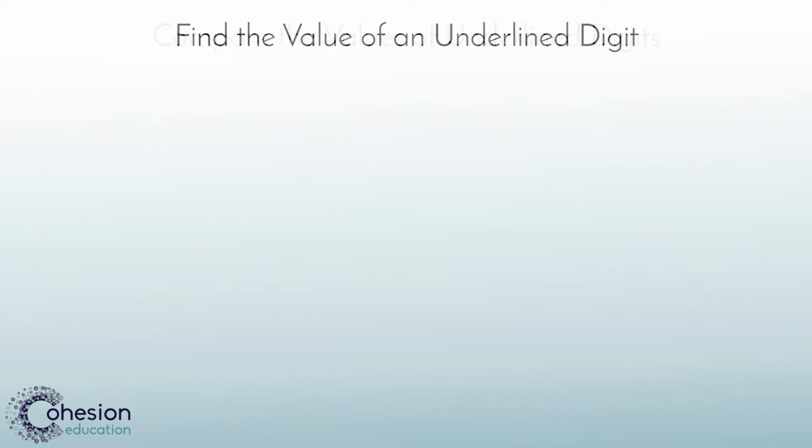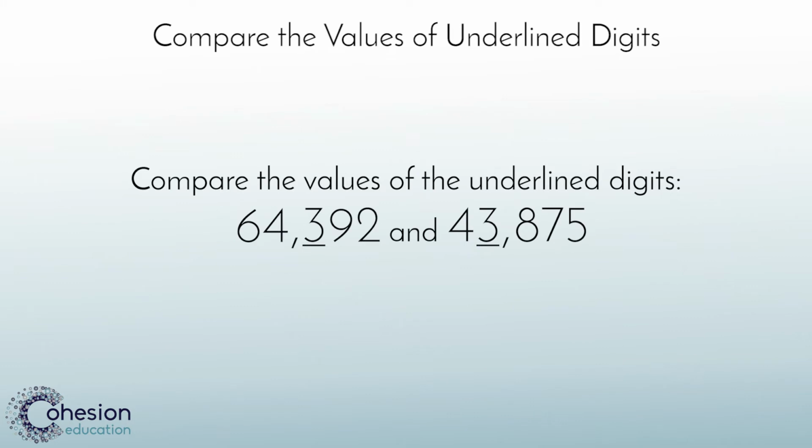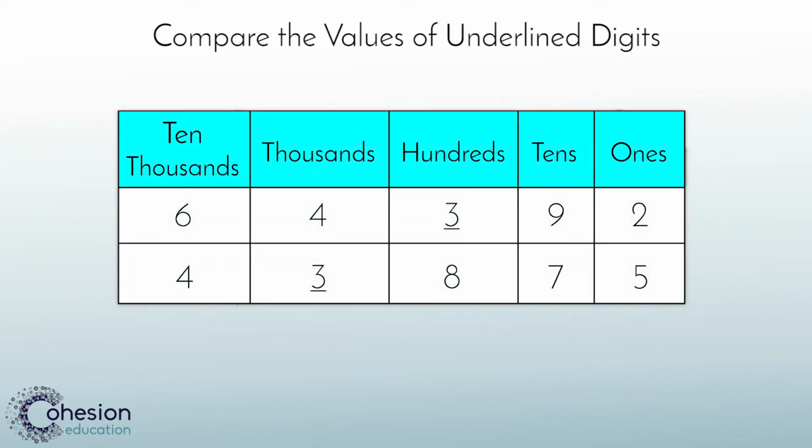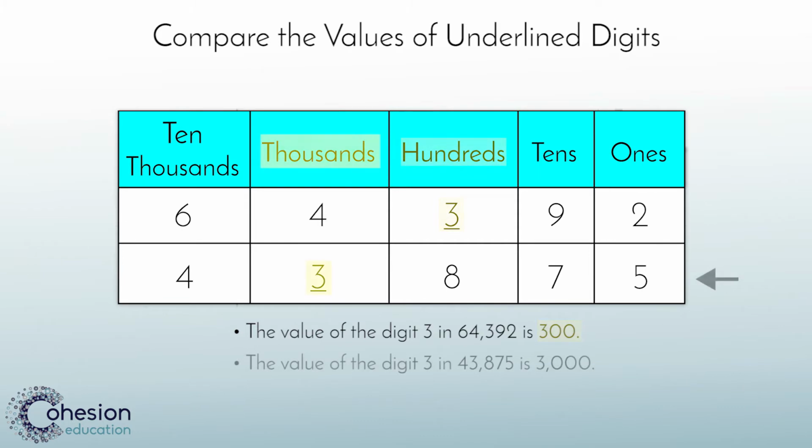Students will also be asked to compare values of two underlined digits in two different numbers as seen here. The question asks to compare the values of the 3 in two different numbers, 64,392 and 43,875. Again, putting the numbers in a place value chart will assist the student in identifying and comparing the values correctly. In the first number, 64,392, the value of the digit 3 is 300. In the second, 43,875, the value of the digit 3 is 3,000.